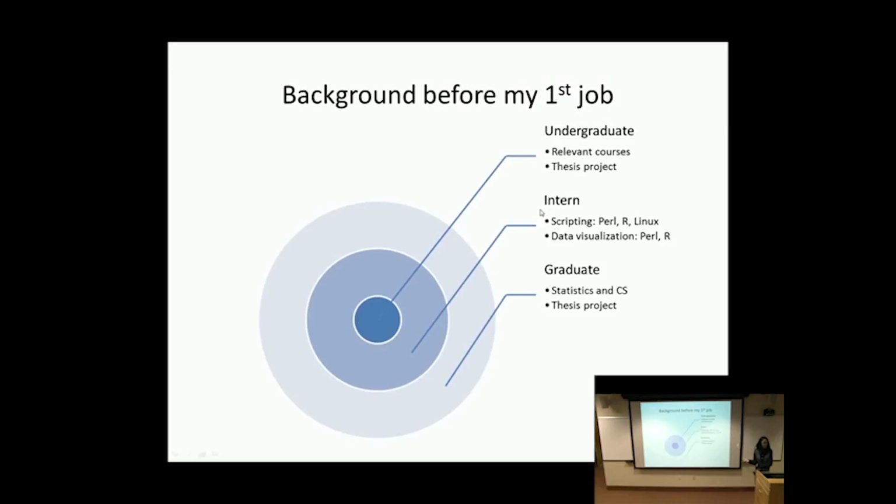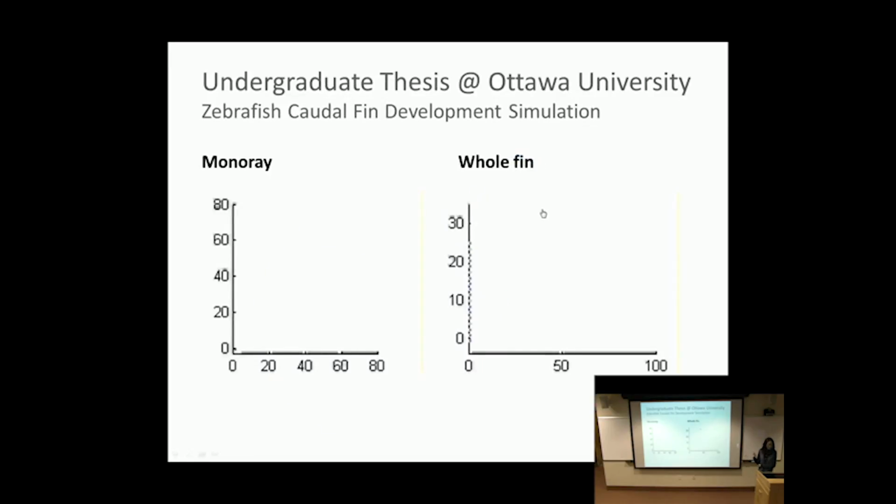Next, I want to talk about my background before I landed my first job. As you can see, my experience and skill sets gradually evolved after my undergraduate study. I majored in bioscience in college, so besides those basic mathematics courses, such as probability and linear algebra, I found one course specifically interesting in my last year, which is called computational tools for biology.